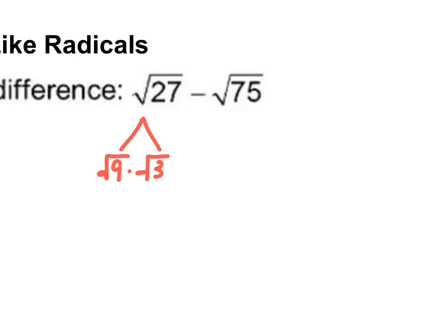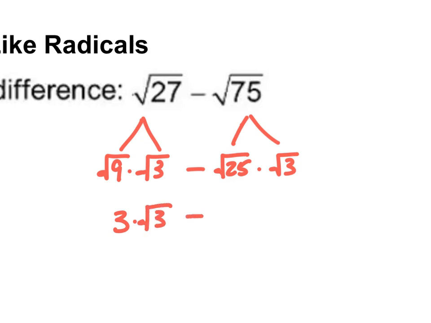Now let's put a subtraction symbol here, and let's split up the square root of 75. The perfect square that goes into 75 is 25. So I'm going to take the square root of 25 times the square root of 3. So 9 times 3 gives us 27, and 3 times 25 gives us 75. One thing I'm looking for is this common square root of 3, and here's why. I can take the square root of 9. So let's go one step further. I get 3 times the square root of 3 minus the square root of 25, which is just 5. So I've got 5 times the square root of 3.